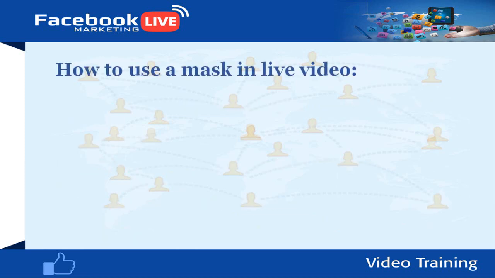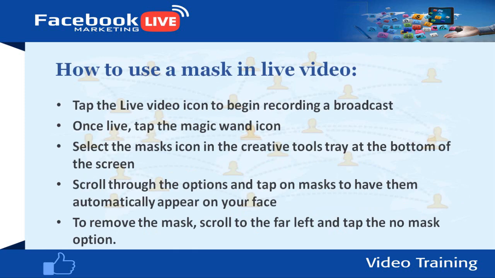How to use a mask in live video. Tap the live video icon to begin recording a broadcast. Once live, tap the magic wand icon. Select the masks icon in the Creative Tools tray at the bottom of the screen. Scroll through the options and tap on masks to have them automatically appear on your face. To remove the mask, scroll to the far left and tap the No Mask option.